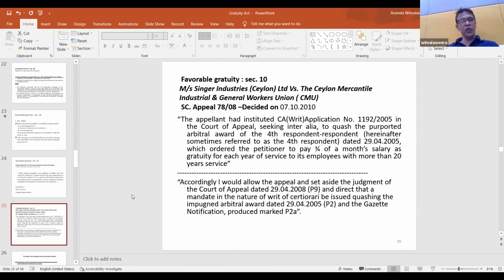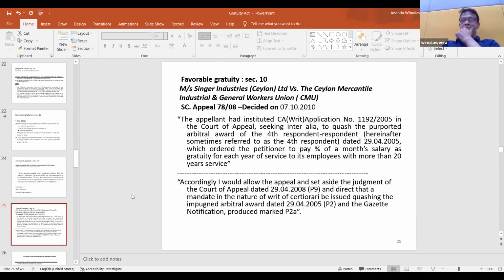Let me explain to you another very interesting case. Singer Industries, Singer Sri Lanka, Singer Ceylon, Singer Industries Limited versus Ceylon Mercantile Industrial and General Workers Union, CMU. This is a Supreme Court decision. Let me explain this one first.